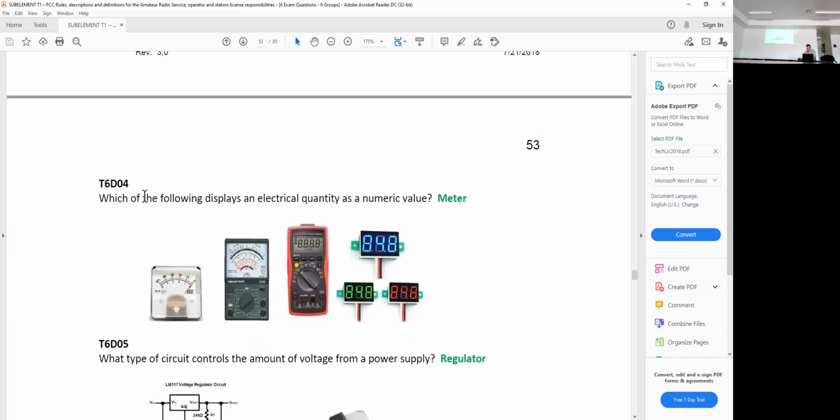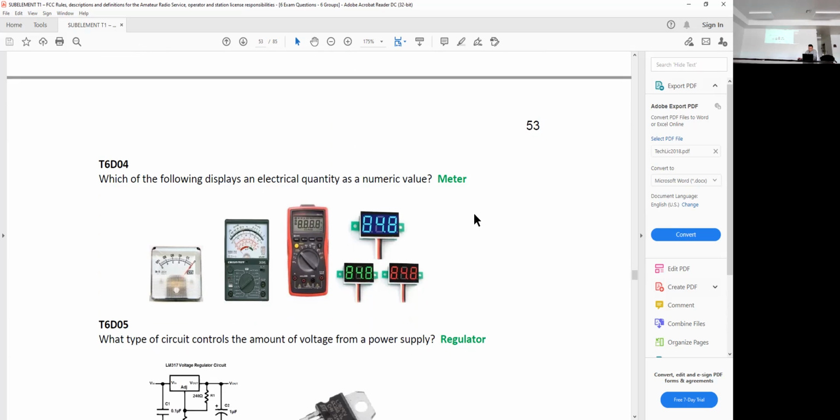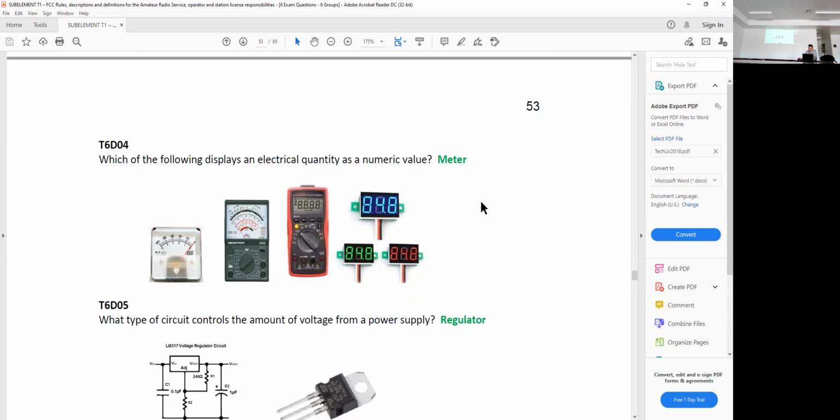Which of the following displays an electrical quantity as a numeric value? Meter. And you got old analog meters and newer digital meters. These are getting impossible to find because they're too expensive to make anymore.